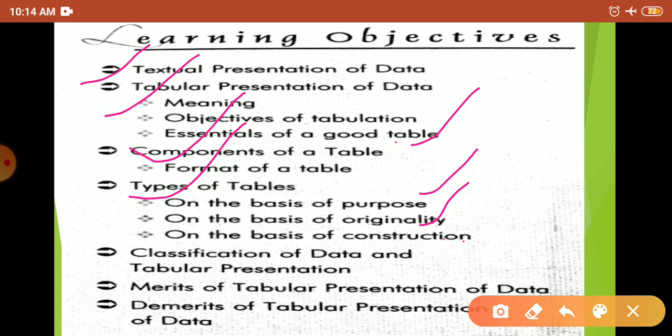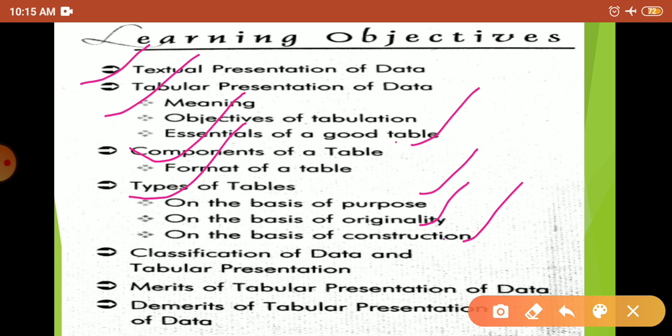Now on the basis of construction, there is simple, when there is only one characteristic, like number of students only on the basis of death rate, or on the basis of birth rate. So this is a single feature, single characteristic. Now multiple, more than one, so there are double, triple, manifold.